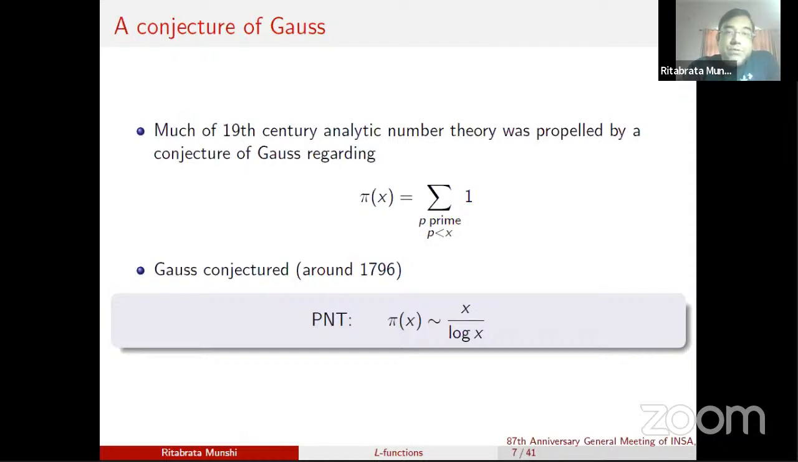Gauss was looking at the prime counting function. So pi(x) is the number of primes less than x. And as a teenager, Gauss conjectured what is now known as the prime number theorem, PNT, that the count is asymptotically x divided by log x. So that means that the density of primes of size x is like 1 divided by log x.